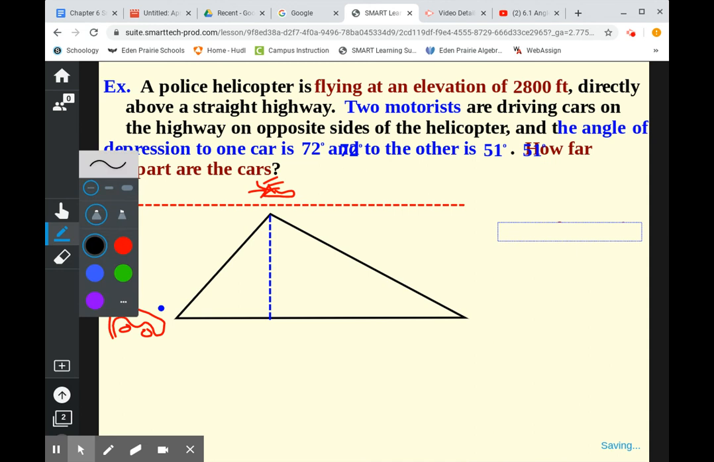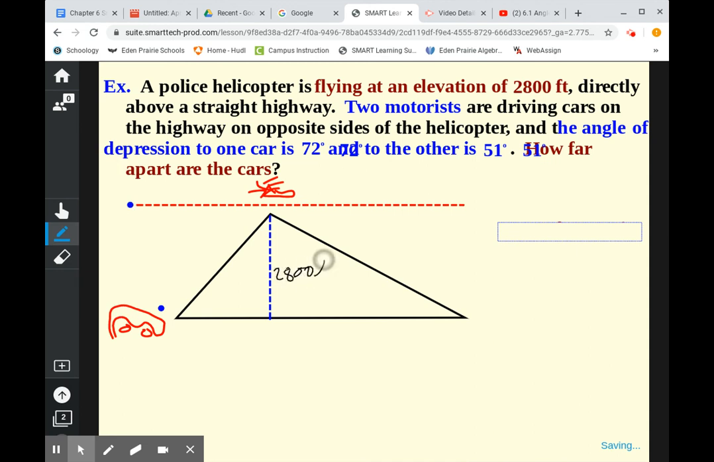That is 2,800 feet. Again, this is my helicopter up here. Well drawn. Directly above a straight highway. Two motorists are driving cars on the highway on opposite sides of the helicopter. So here's one car, and another car would be over here. And the angle of depression to one car is 72 degrees. So if I take 72 degrees, angle of depression would be this angle here. That is 72 degrees.